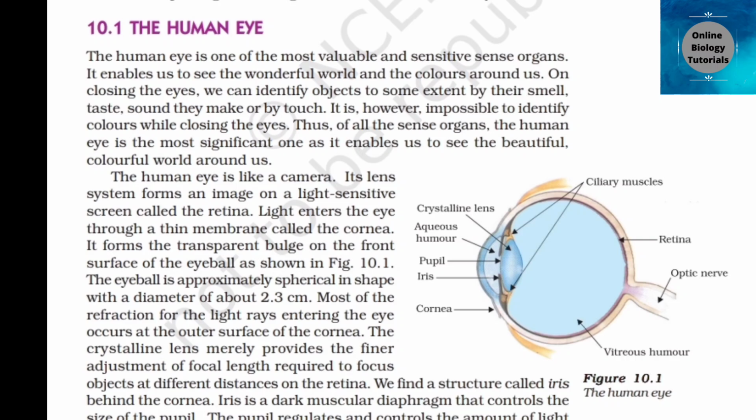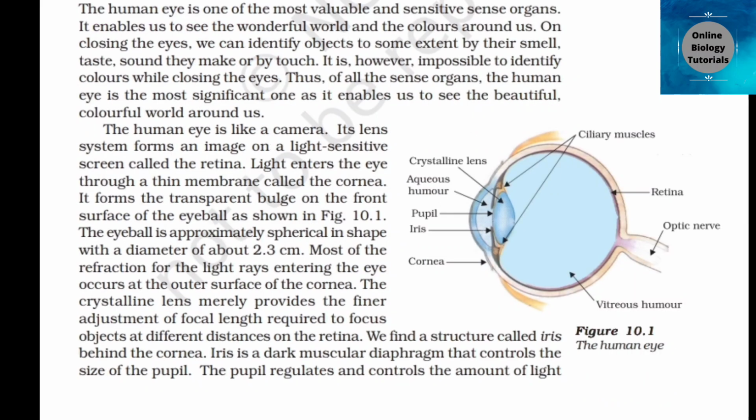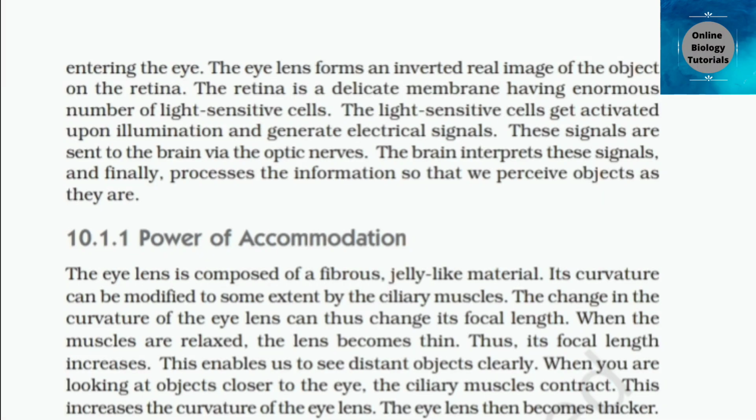The crystalline lens merely provides the finer adjustment of focal length required to focus objects at different distances on the retina. We find a structure called iris behind the cornea. Iris is a dark muscular diaphragm that controls the size of the pupil. The pupil regulates and controls the amount of light entering the eye.